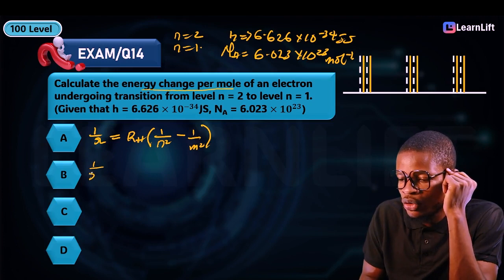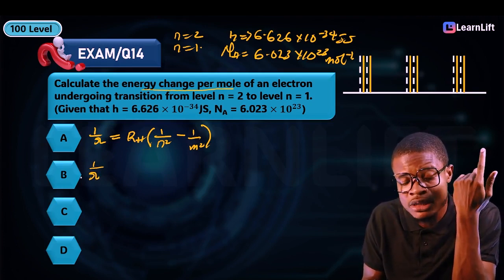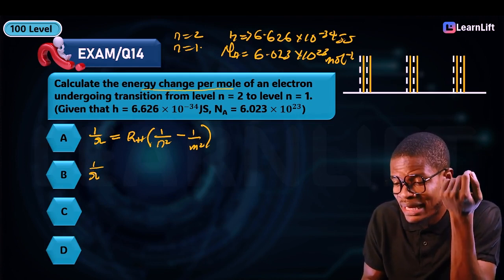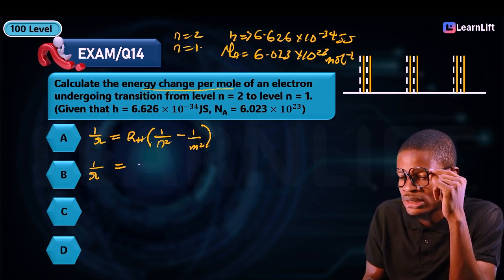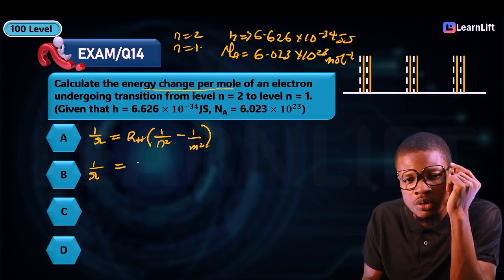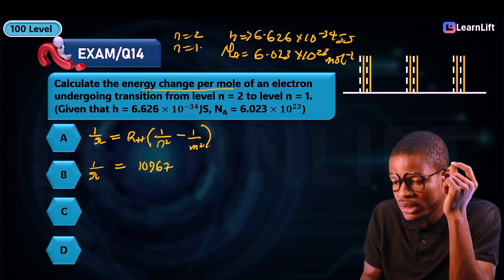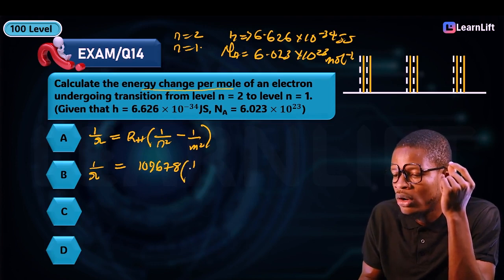1 all over lambda, I'm going to get the value of lambda, and the 1 over lambda is the wave number, and that's per centimeter. But I'm going to get my lambda from there anyway. That's going to give me my Rydberg's constant. What's your Rydberg's constant? They didn't give it to us. Only you bring it out yourself. 109678, right? 109678 into 1 all over.